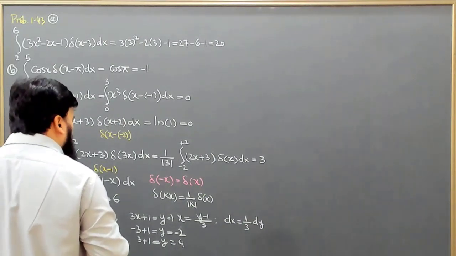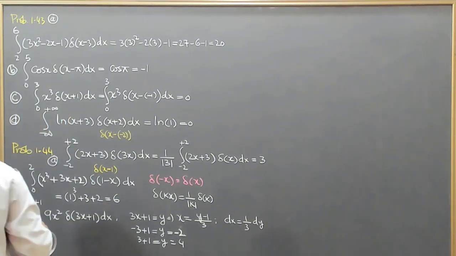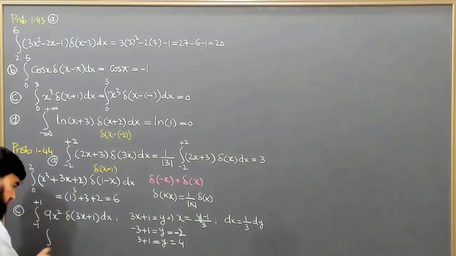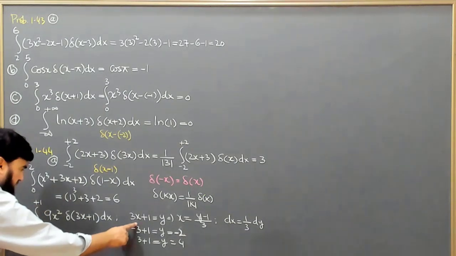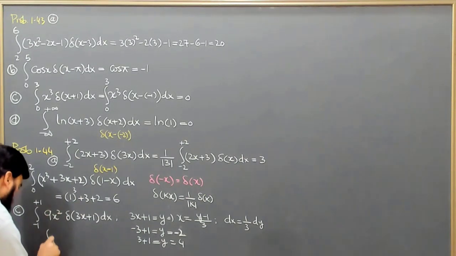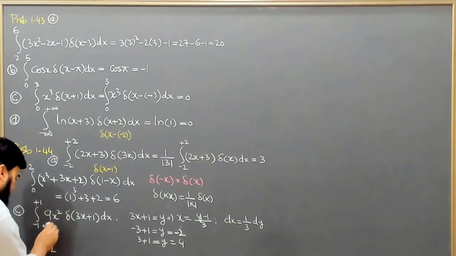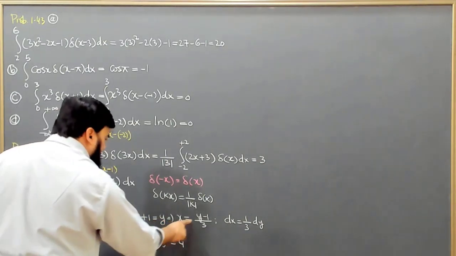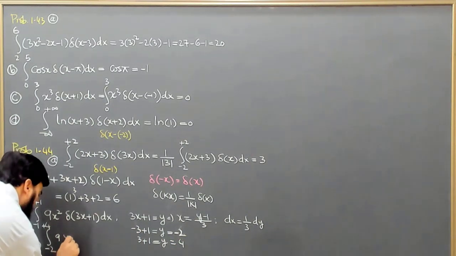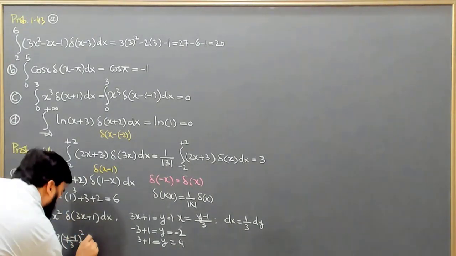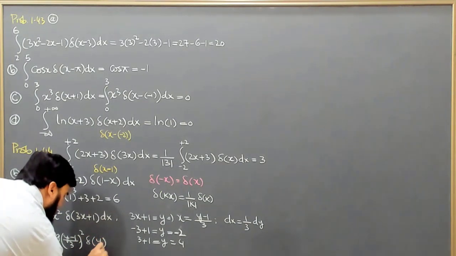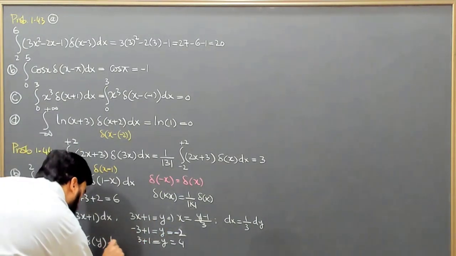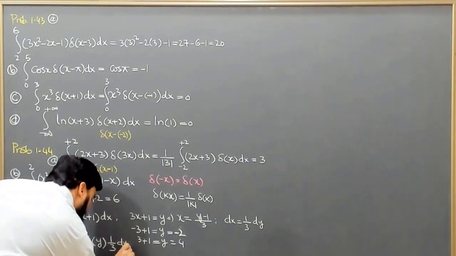So our limits will also change here, and I can write the integral from -2 to +4 of 9, and for x I can write (y minus 1 over 3) whole square, then delta of y, and 1 over 3 will come here, and dy.